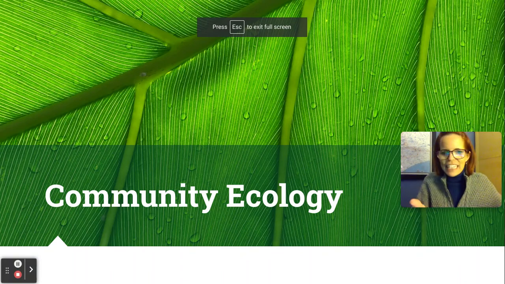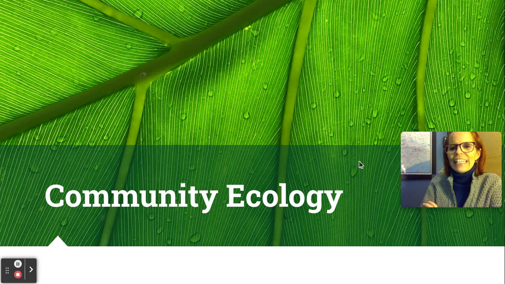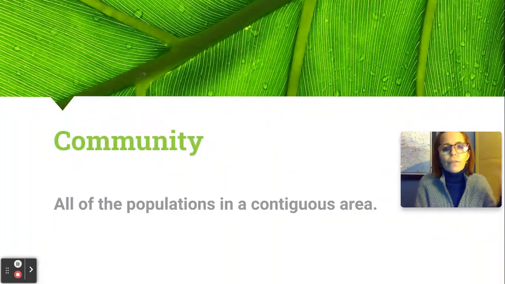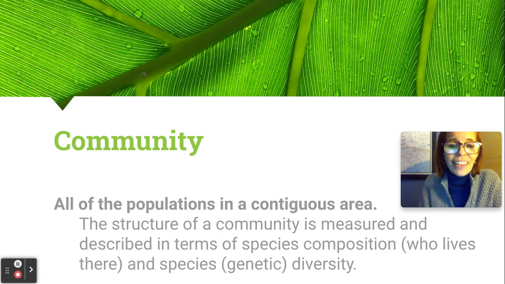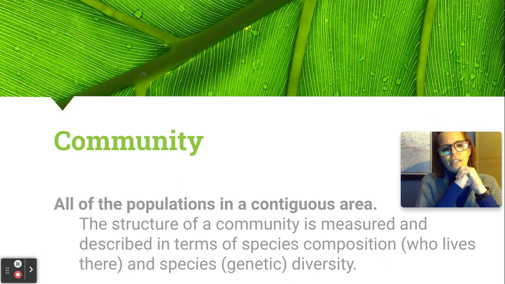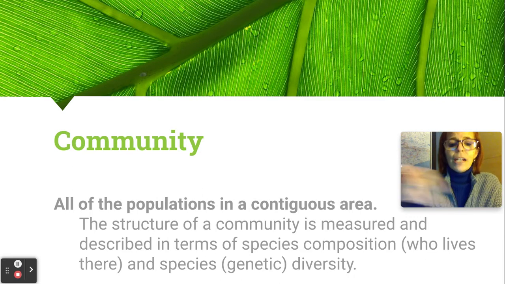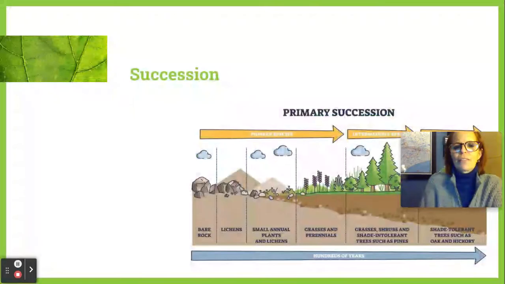All right, hello everybody. Tonight we are going to talk about community ecology. Community ecology refers to all of the populations in a given area. So a population is a group of the same species, and if you put all of the populations that live in a given area, that's called the community. The structure of a community is measured and described in terms of species composition, so who lives there, and then species genetic diversity, how biodiverse is that particular community.